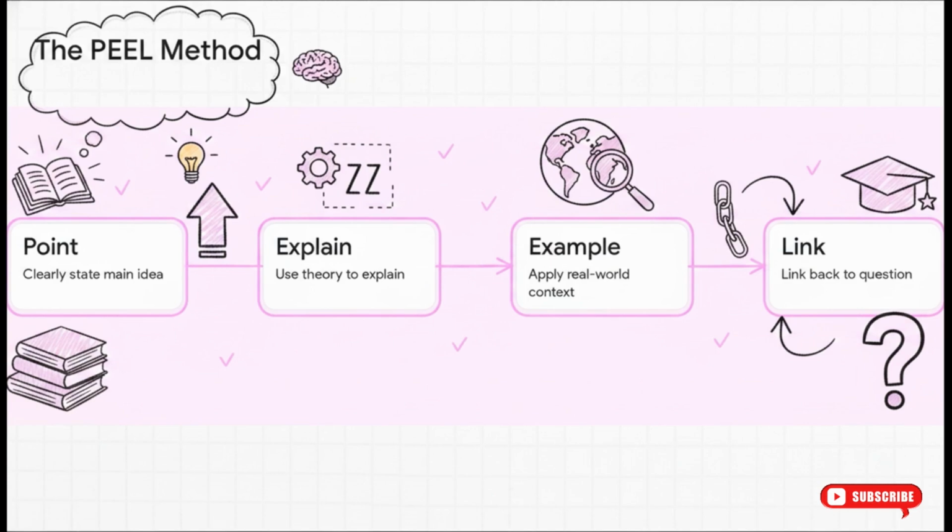Step 3 is example. Apply a real-world example or use the specific context provided in the paper. And finally, Step 4 is link. Evaluate the point or link it directly back to the original question. One solid PEL paragraph per point creates the exact logical flow the examiner is desperately looking for.